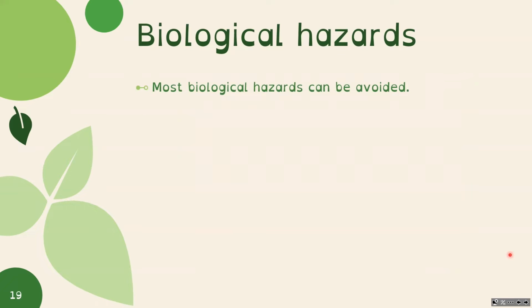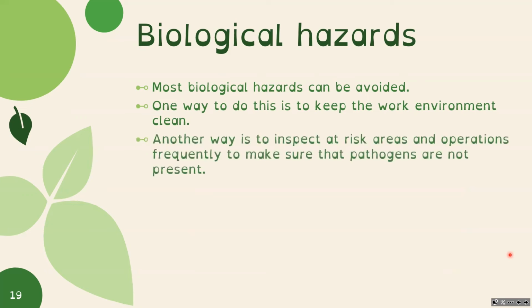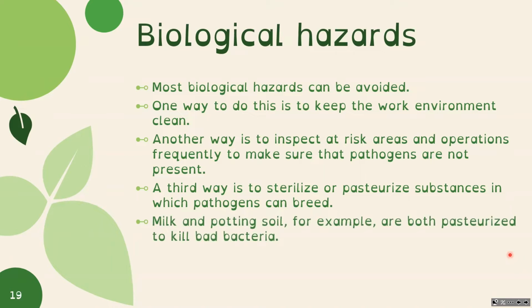So most biological hazards can be avoided. One way to do this is to keep the work environment clean, super important. Another way is to inspect at-risk areas and operations frequently to make sure that pathogens are not present. The third way is to sterilize and pasteurize substances in which pathogens can breed. So milk and potting soil, for example, are both pasteurized to kill bad bacteria. So there are various ways that we can deal with biological hazards by just being clean and careful to make sure that we are not being exposed to such pathogens and things that could make us sick.